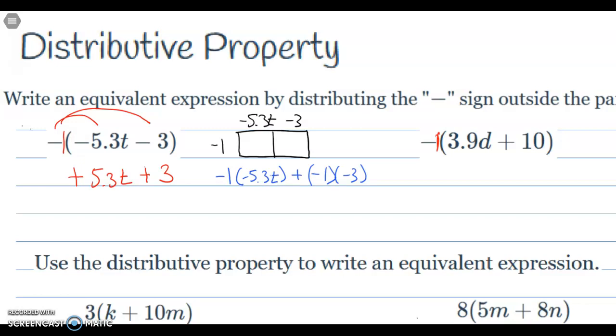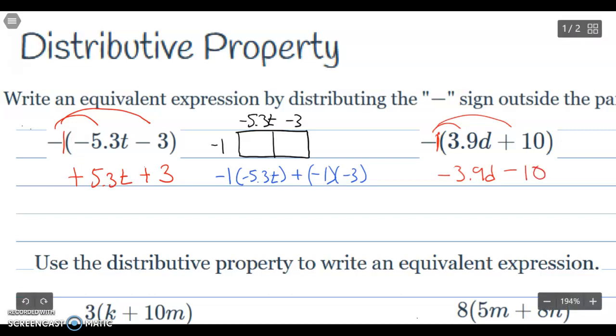All right, let's take a look at this one. You could just distribute your negative one like so. A negative times a positive is a negative, and then 1 times 3.9d is 3.9d. And then negative times a positive is a negative, and then 1 times 10 is 10. Essentially, you just change the signs.